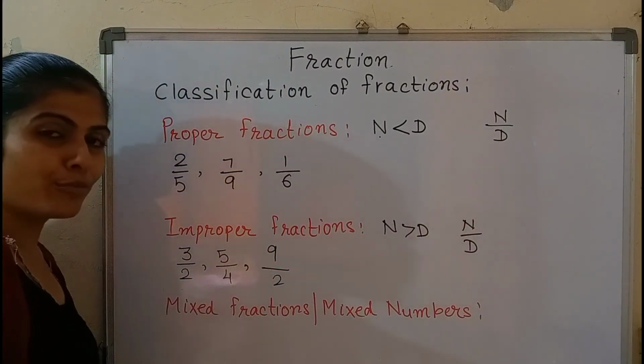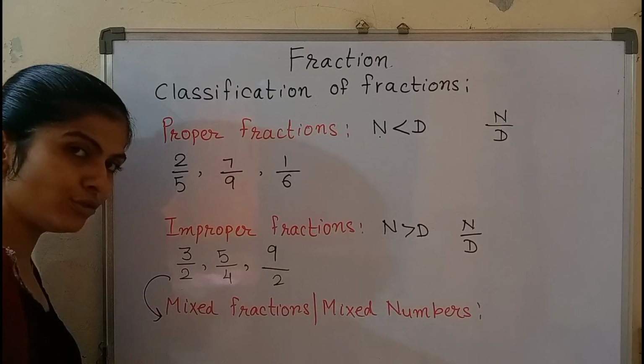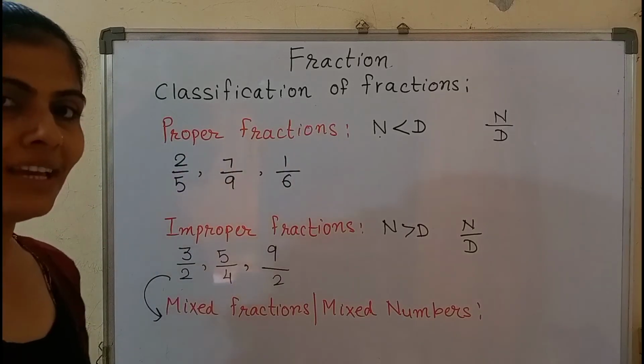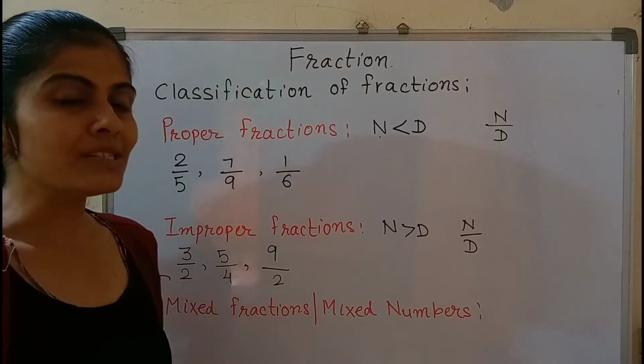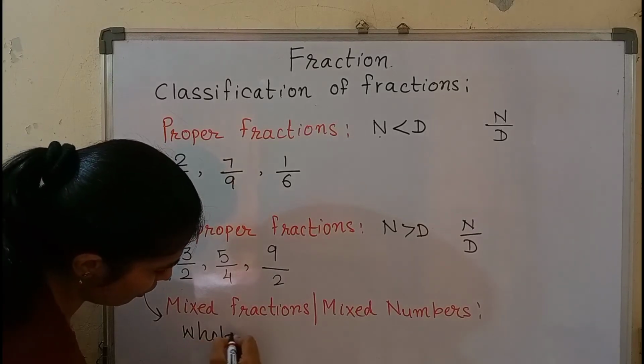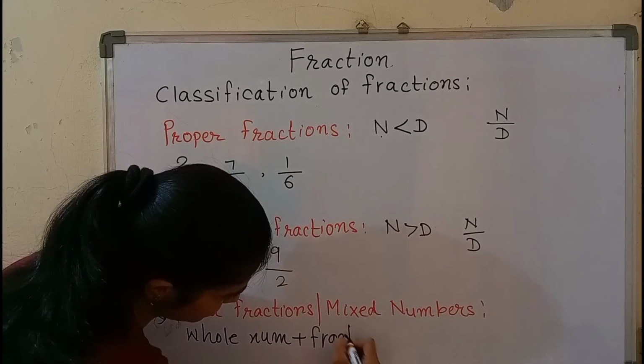Friends, actually an improper fraction is a representation of a mixed number. How to do the conversion, that we will do later. But what is a mixed fraction? Let me explain it. Mixed fraction means it is a combination. Now I can say that it is a combination of a whole number and a fraction.